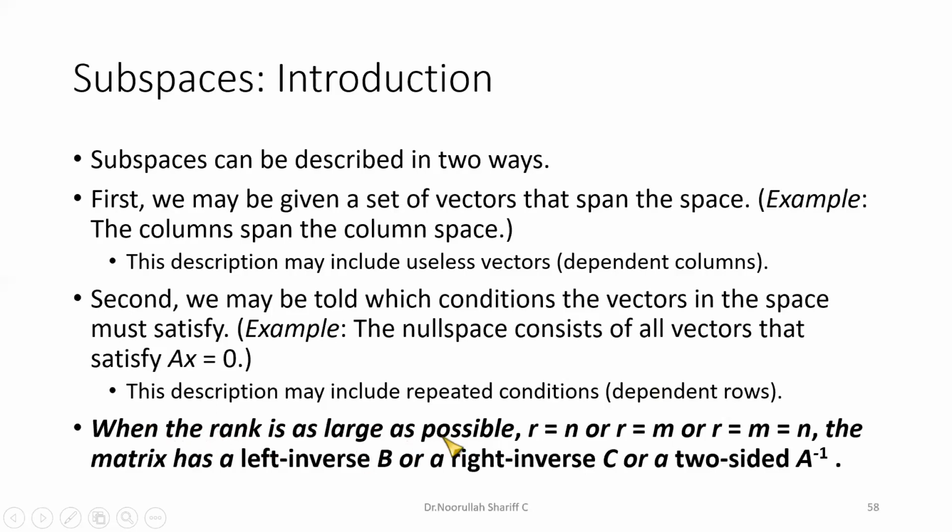When the rank is as large as possible, that is r is equal to n, then the matrix is said to have a left inverse. And if the rank is as large as r equal to m, then we can have a right inverse. And if r is equal to m equal to n, then it is a square invertible matrix, and we have the two-sided inverse A inverse.